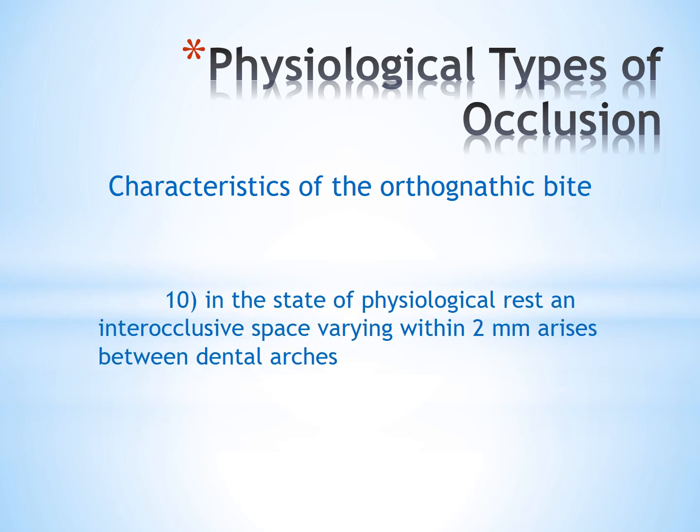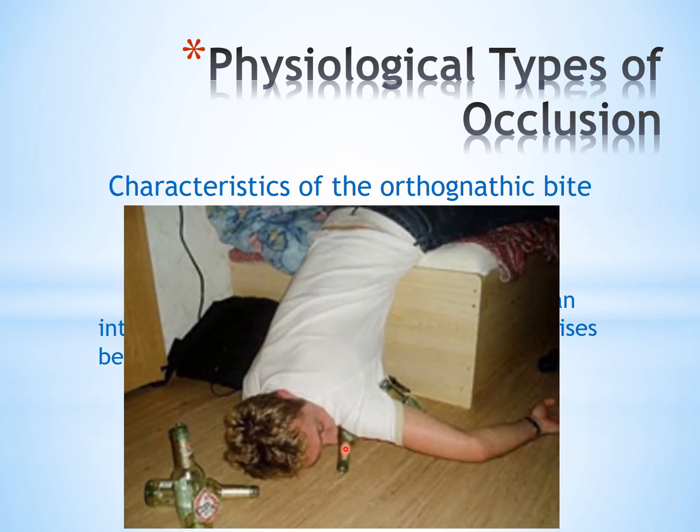And the last characteristic of the orthognathic bite: in the state of physiological rest, an interocclusal space varying within 2 mm arises between dental arches. But notice that the key word in this definition is physiological. Rest must be physiological, because in case of non-physiological rest, this space can be more than 2 mm.